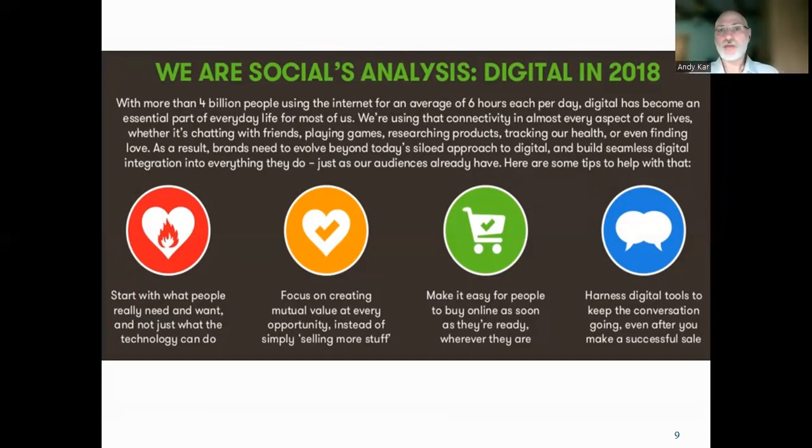We are using data connectivity in almost every aspect of our lives, whether it's chatting with friends, playing games, researching products, tracking our health, or even finding love. As a result, brands need to evolve beyond today's siloed approach to digital and build seamless digital integration into everything that they do, just as our audiences already have. Here are some tips to help us with that.